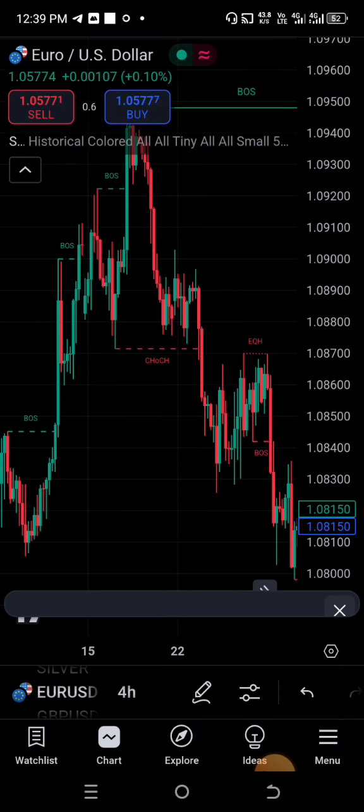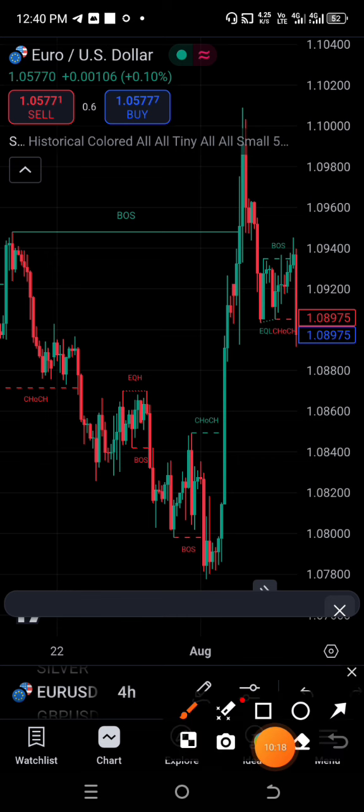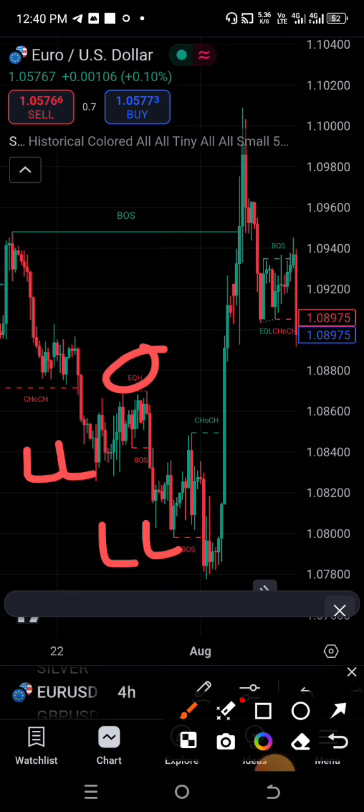After that, we keep having another lower low here, lower low. And look at this one here. We also have a lower high. Before there was another change of character, which was here. Look, there's a change of character here. Why do we have a change of character there?